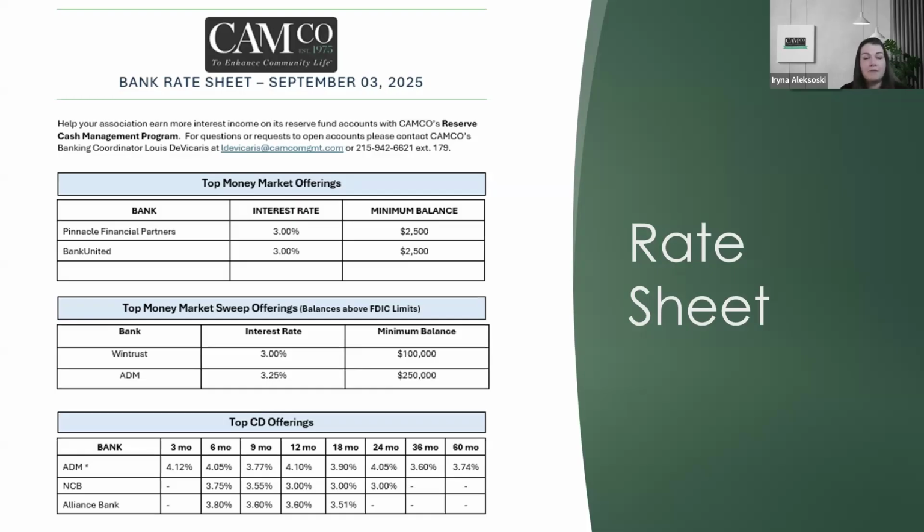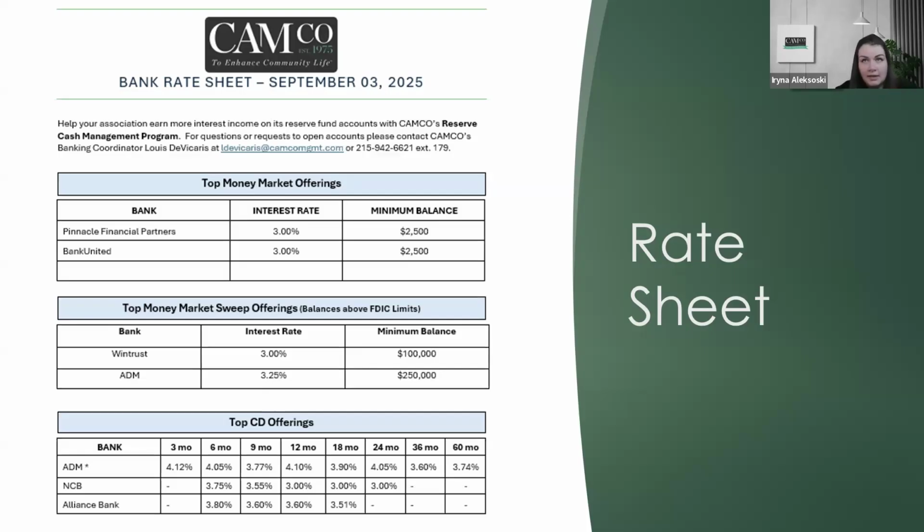So this is something that we have available. Managers and the accountants have access to this. You could request it at any point if you have interest in changing any money markets that you have, investing any more money, things like that. Feel free to reach out to any of us and we'll be able to provide this and assist.